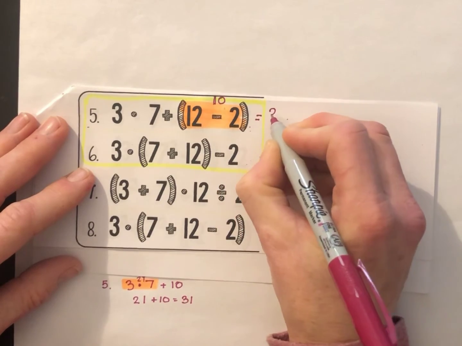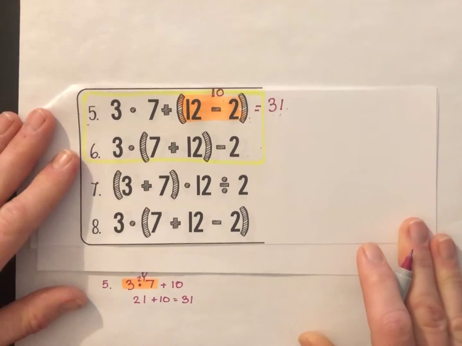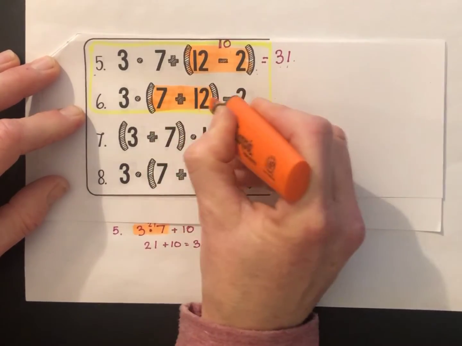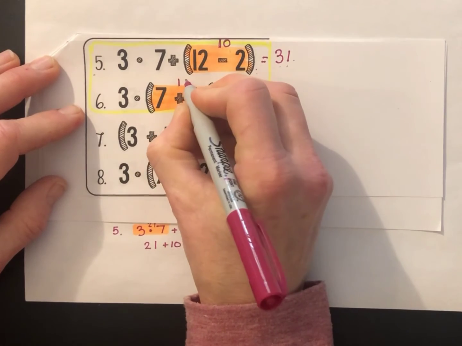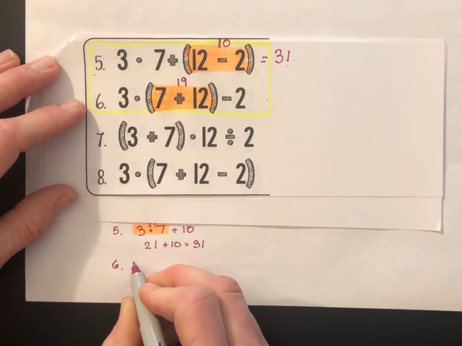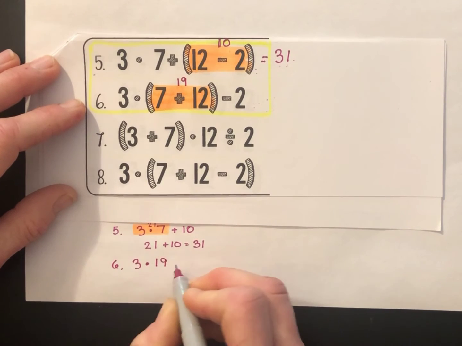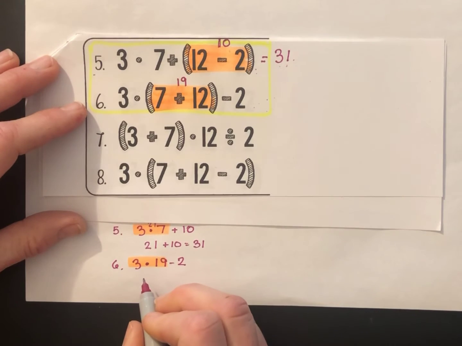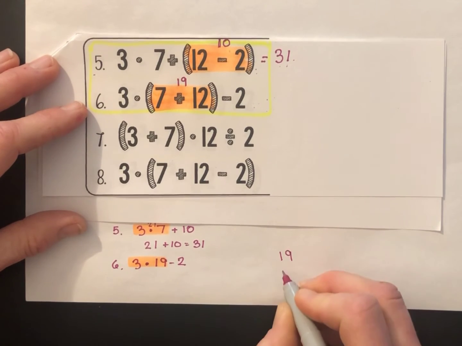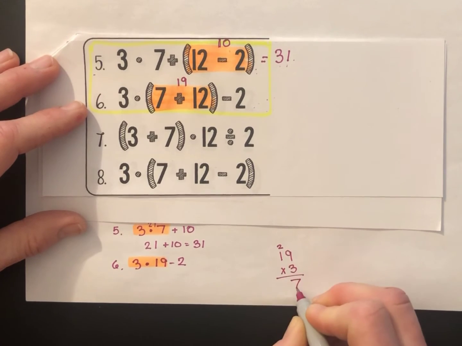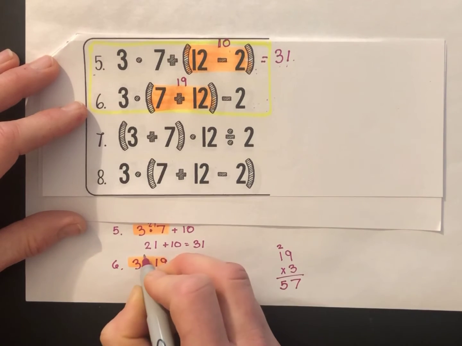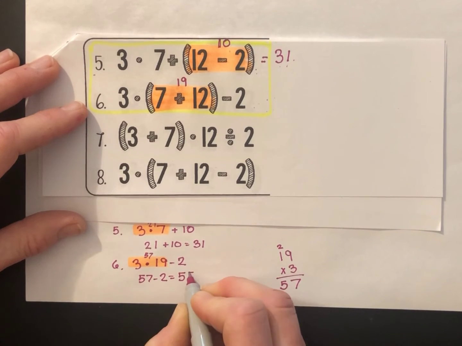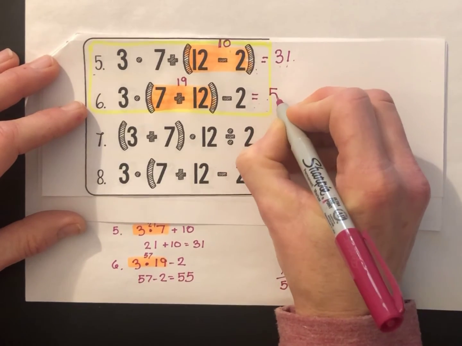Number 5 is 31. Now for number 6, parentheses first. That means we'll do 7 plus 12 first. Always do the operations inside parentheses first. 7 plus 12 is 19. So I'll write the steps. I have 3 times 19 minus 2. Multiplication comes before subtraction, so I'll do 3 times 19. Not sure what that is. Let me go multiply it out. 19 times 3, that makes 57. 3 times 19 is 57. 57 minus 2 is 55. So number 6 is 55.